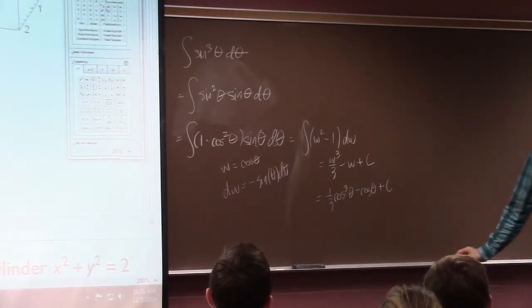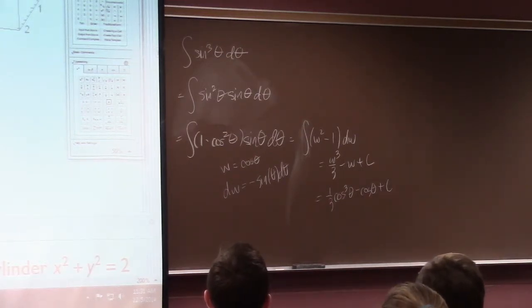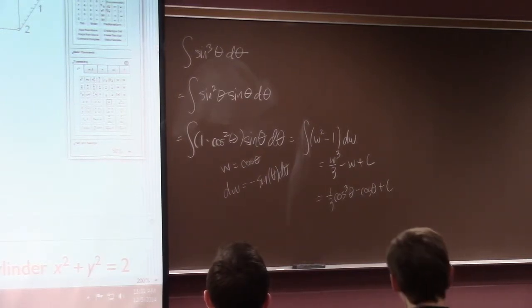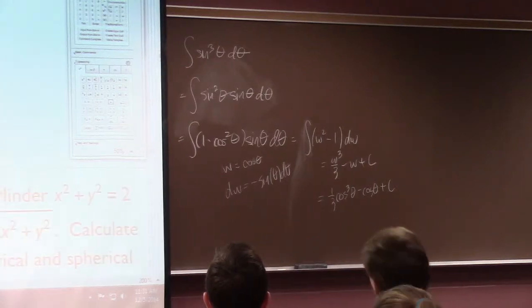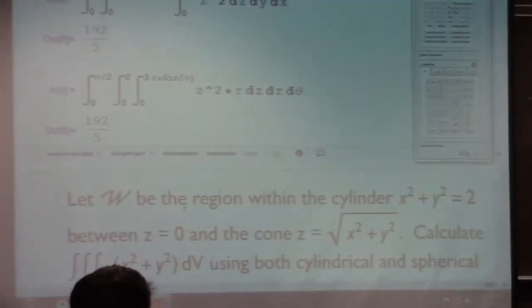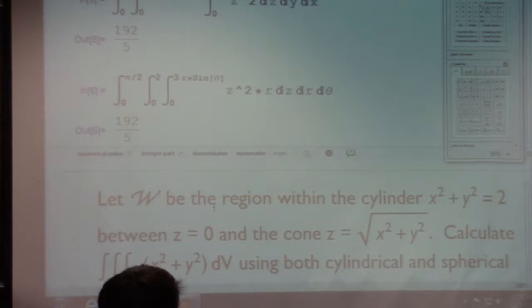So if you know how to do that, it's fairly quick. You can even skip the w step if you are good enough at thinking about simple substitutions like that. And that would be the last outer integral that you have to do. That would be the hardest step.